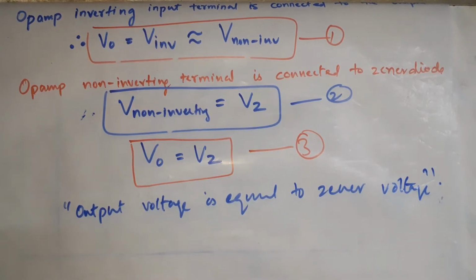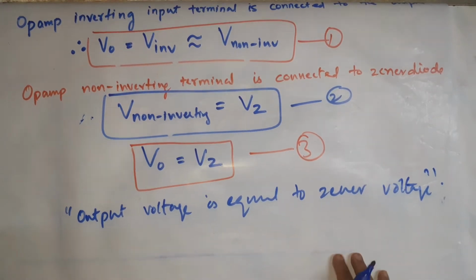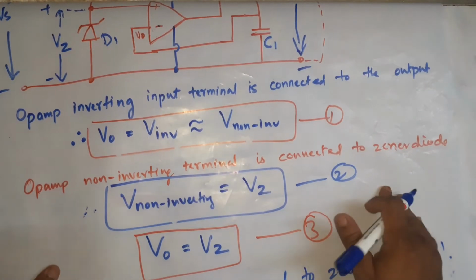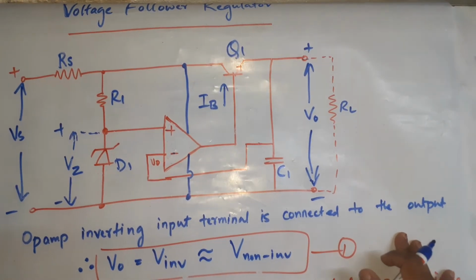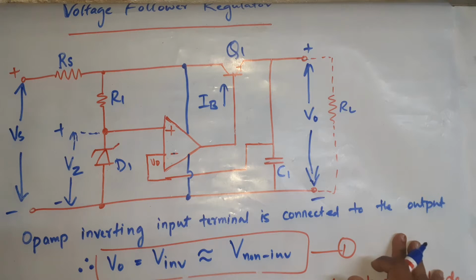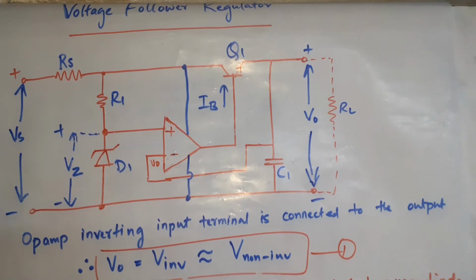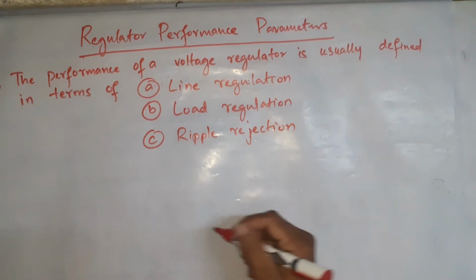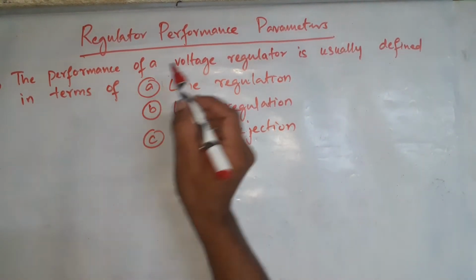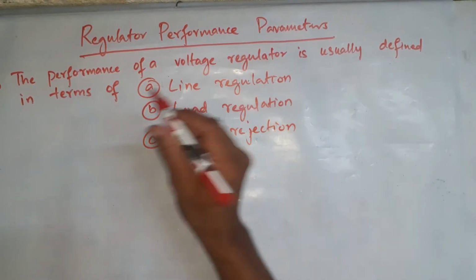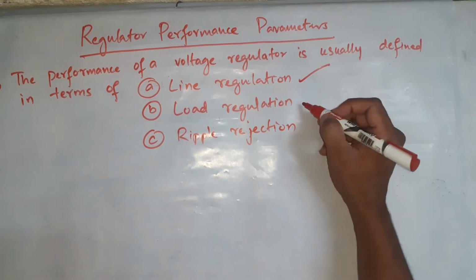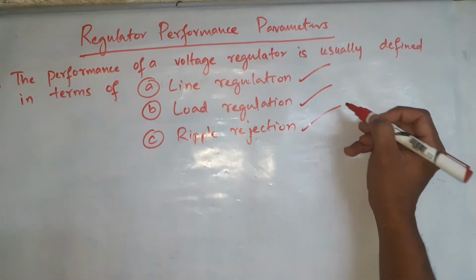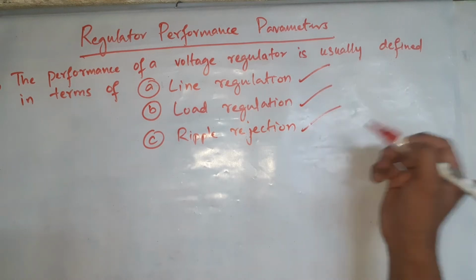Okay. Now there are certain regulator performance parameters which you need to learn, and the same parameters you will be using for solving problems. So let us have some of the performance parameters. The performance of a voltage regulator is usually defined in terms of line regulation, load regulation, and ripple rejection. We'll see each of these one by one.